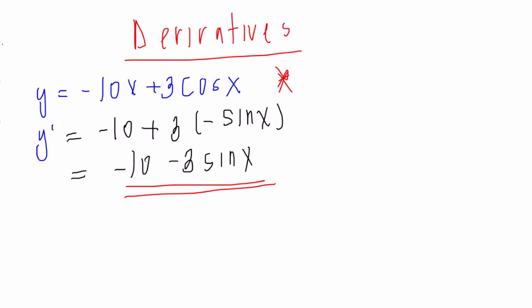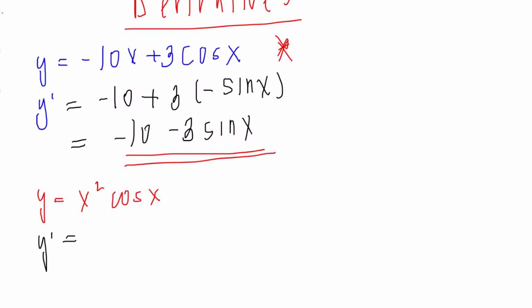Okay, we take another example. Let's say we have a function which is y equals x squared times cos x. Now we want to find the derivative, that's the y prime. So how are we going to do it? We are going to use the product rule, because we have two functions, x squared times cos x. So we are going to use the product rule for this derivative.